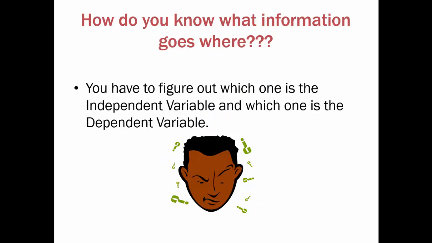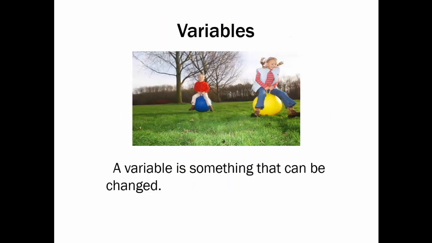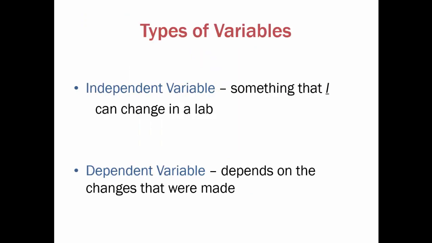But how do you know what information goes where? You have to figure out which one is the independent variable and which one is the dependent variable. A variable is something that can be changed. There are two types of variables. An independent variable is something that I change in lab. The dependent variable depends on the changes that were made.